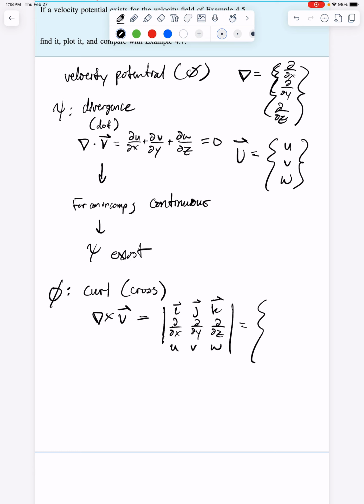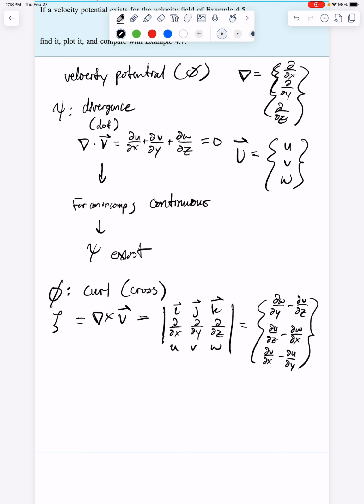For i, it'd be dw/dy minus dv/dz. For j, we're looking at du/dz minus dw/dx. And the last one is dv/dx minus du/dy. And this curl is referred to as vorticity. I don't think I proved it right, but it's vorticity.